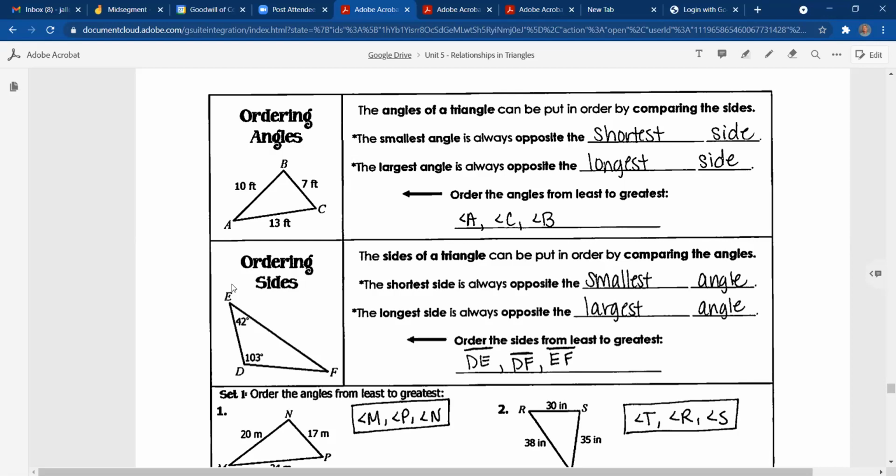But we're missing the third angle. How do we find the third angle? Back to the original triangle angle sum. All three angles must total 180. So 103 and 42 is 145. Take that away from 180. Angle F is then 35 degrees. So the shortest side is EB. The second shortest side is DF.